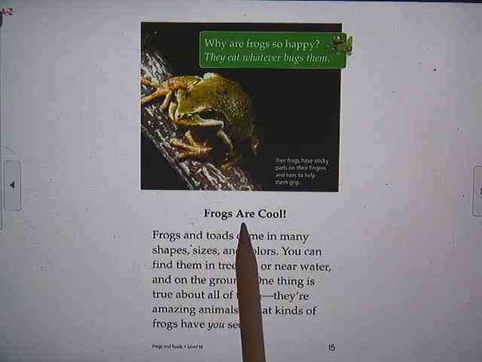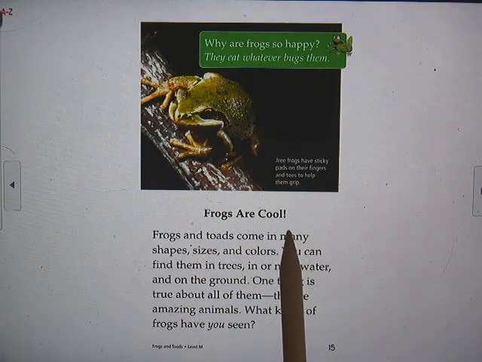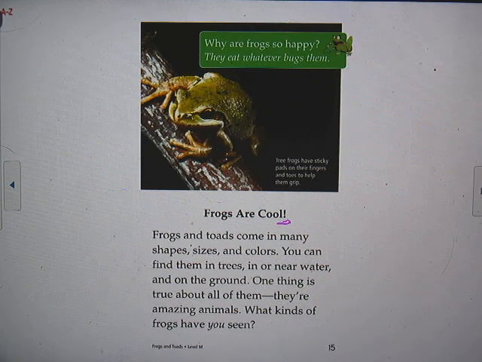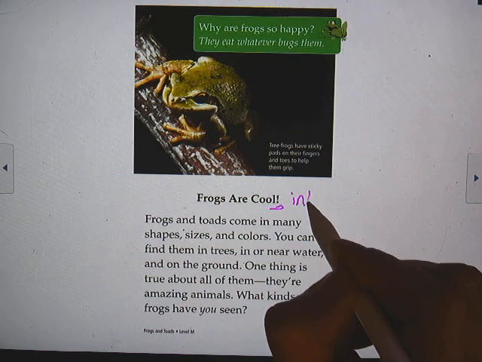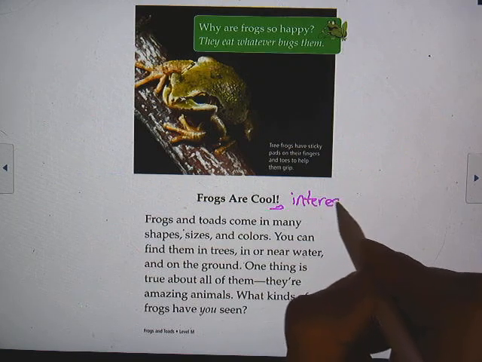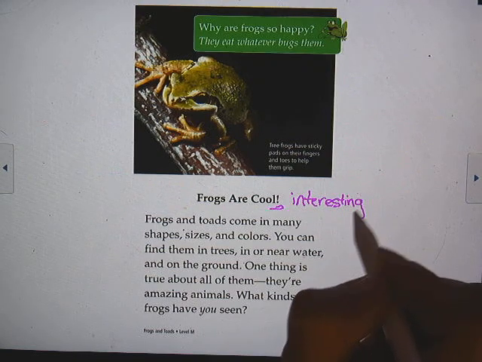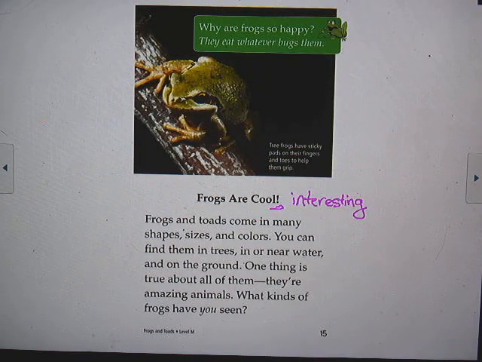All right, frogs are cool! Exclamation mark. Why do we have exclamation marks? An exclamation mark shows strong emotion. Frogs are cool. When they say cool, what do they really mean? I think they think that they are interesting. Interesting, not cool as in how they feel, but they're interesting to learn about.